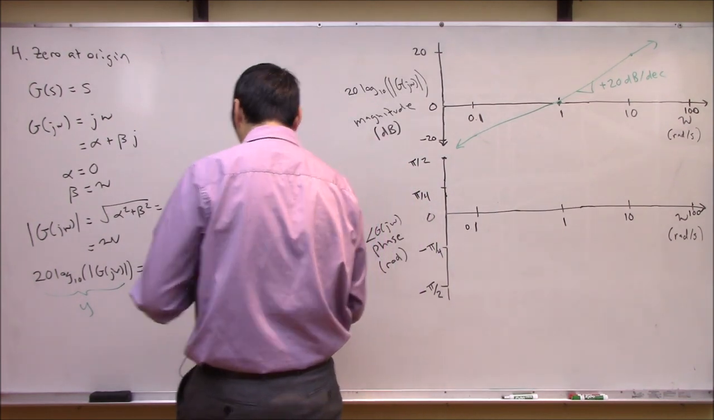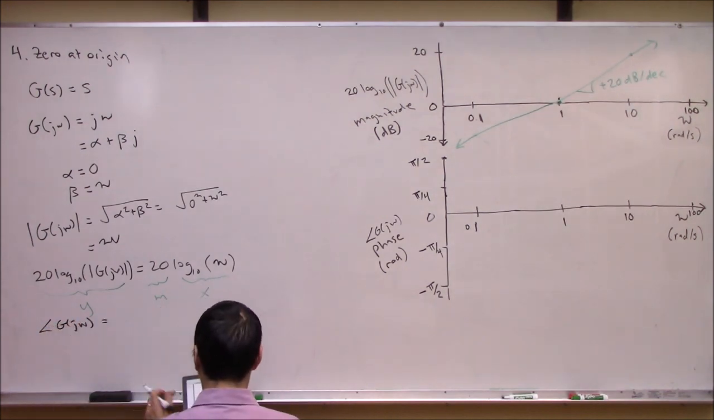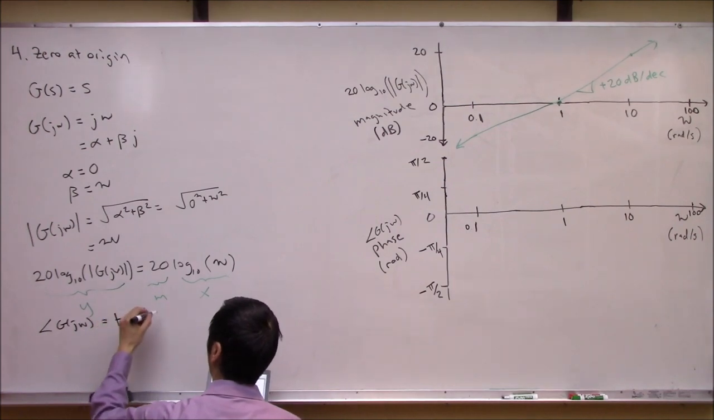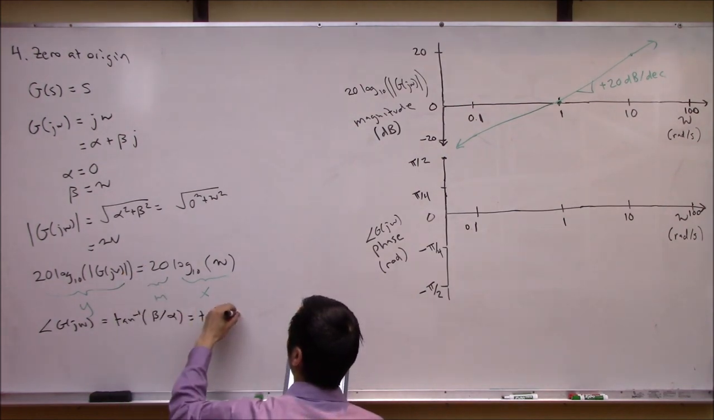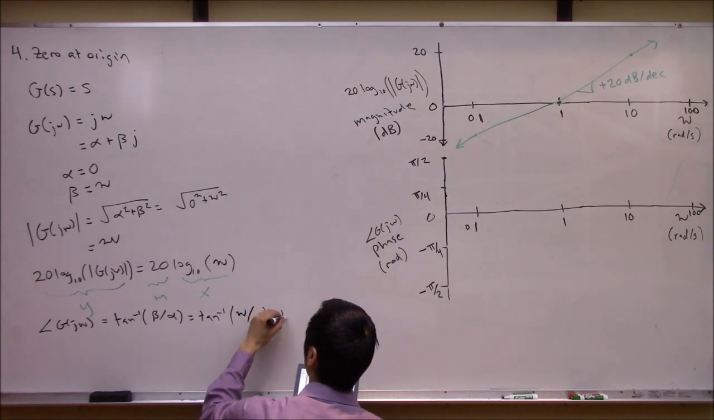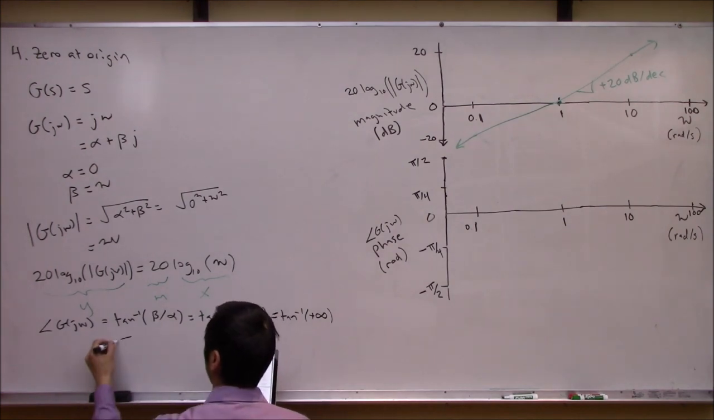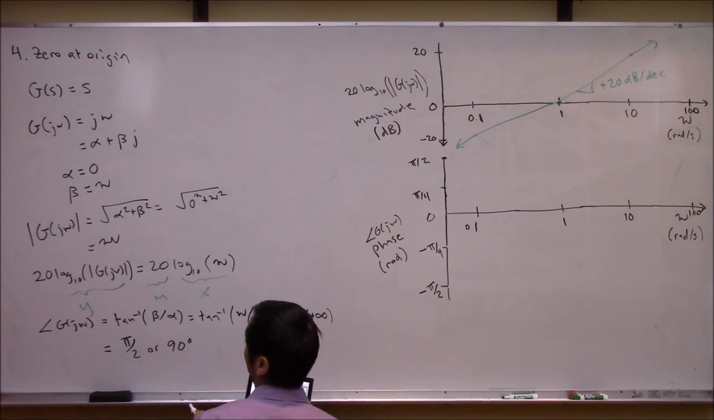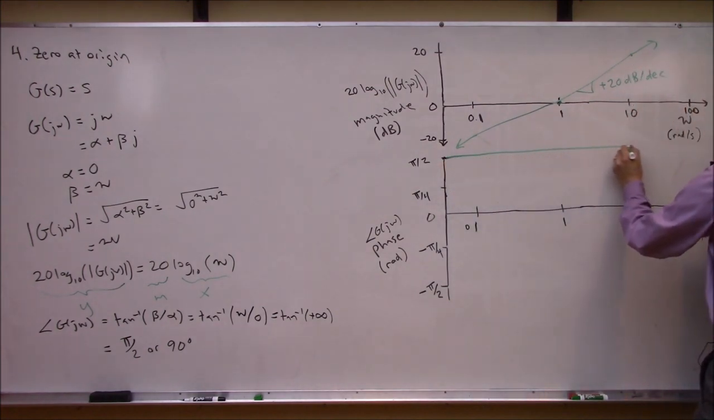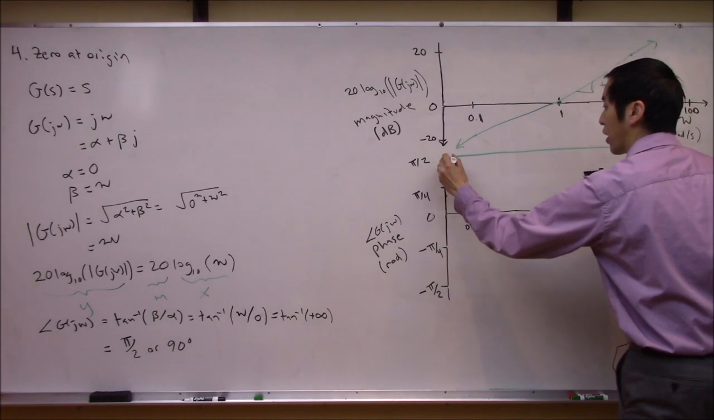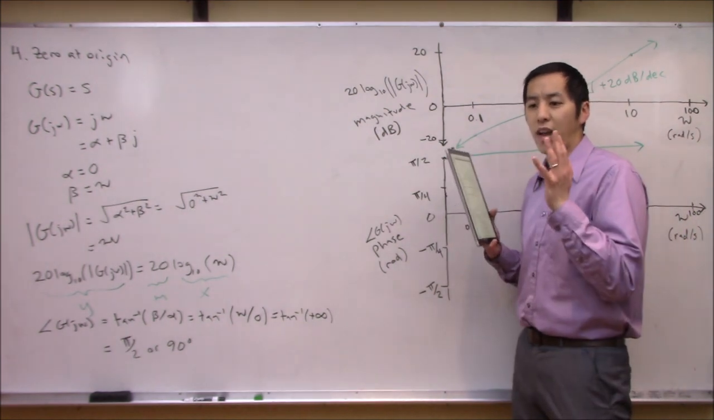Similarly, let's keep going with the angle of G(j omega). That was the other half of the Bode plot we need. That's really easy. This is just tan inverse of beta over alpha, where beta was omega and alpha was 0. So this is tan inverse of positive infinity. So we basically get a constant of just pi over 2, or 90 degrees. Coming back to our Bode plot, this is now just a constant value that goes on forever in either direction at positive 90 degrees. And again, the nice thing about the zero at the origin is it's not an approximation. It's an equality sign.